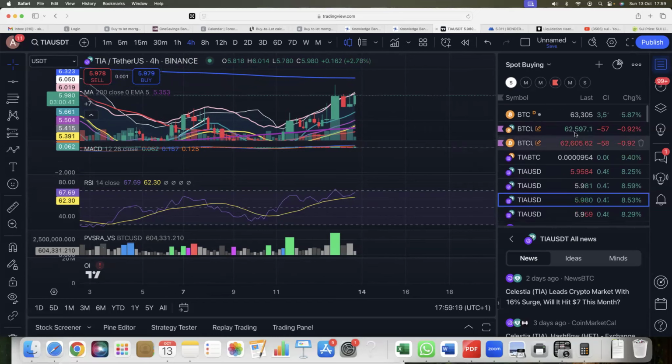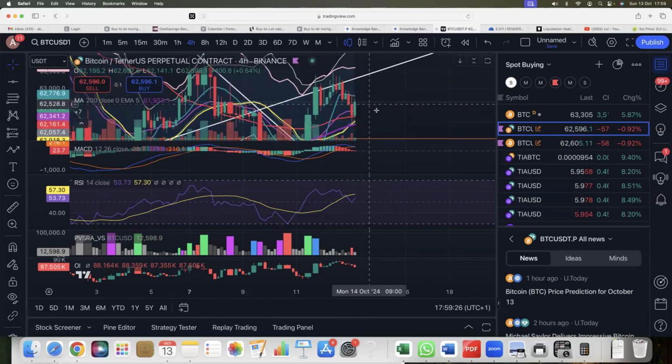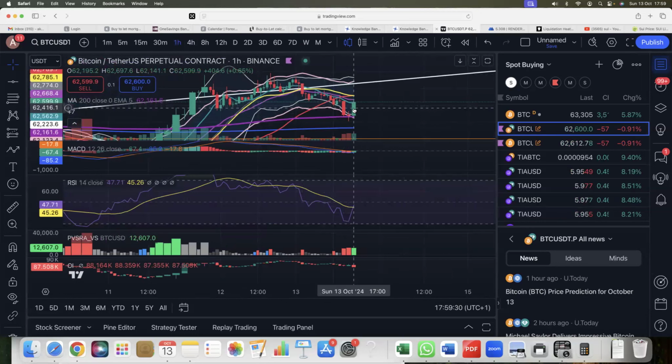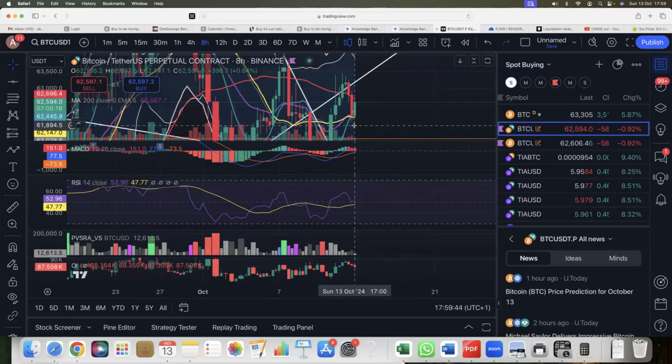And that's because Bitcoin is probably also doing the same thing. Yeah, Bitcoin is trying to bounce up. But Bitcoin hasn't got a divergence on it. There's no divergence yet on Bitcoin, but it's touched 62K. Let's see here. So it's touched 62K, but there's no divergence yet.